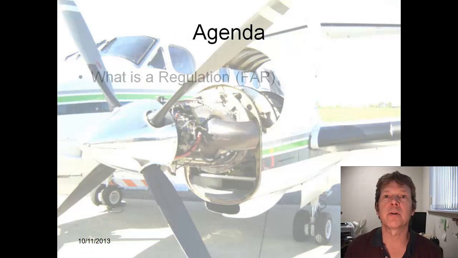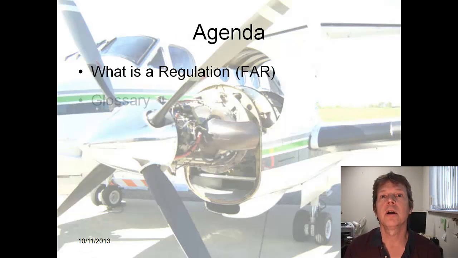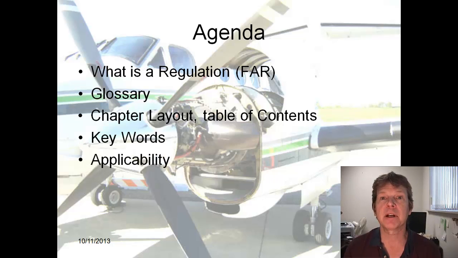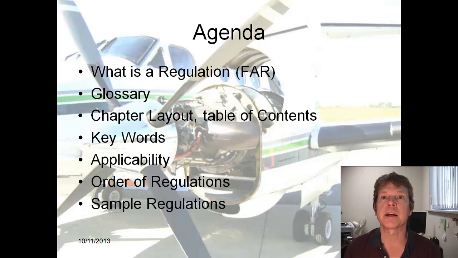We're going to talk about what a Federal Aviation Regulation is, or FAR. We're going to talk about glossary or terms. We're going to talk about the layout, table of contents, Chapter 1 of the Federal Aviation Regulations. We'll talk about keywords, applicability, order of regulations, and then we'll talk about some sample regulations.